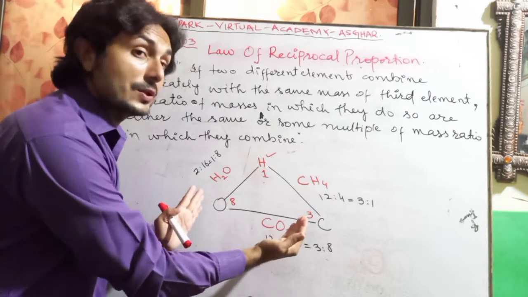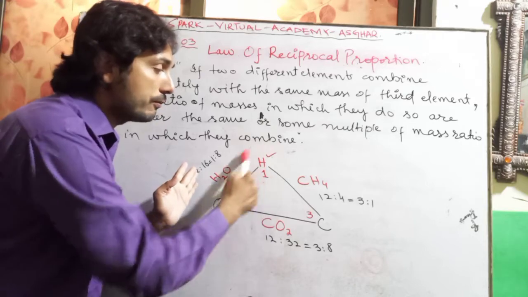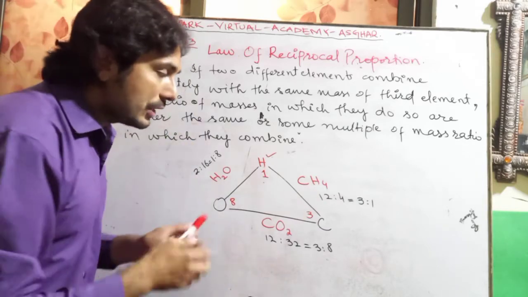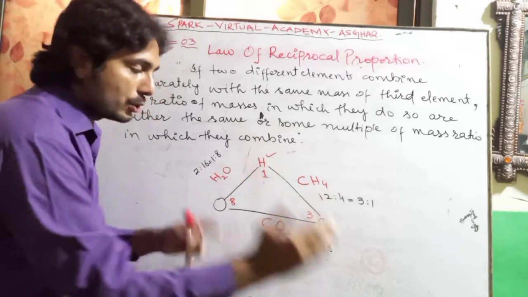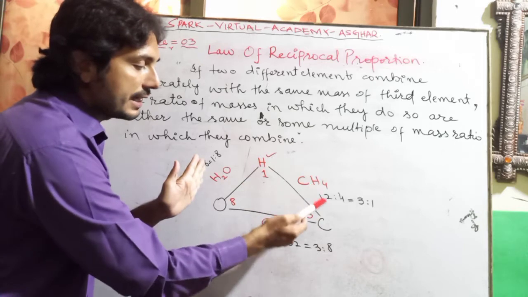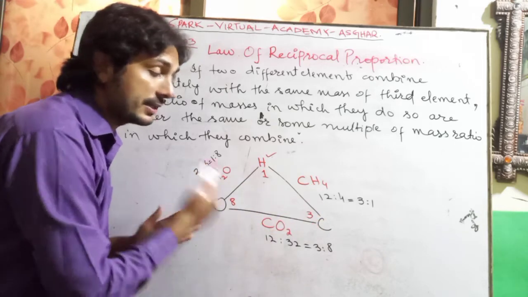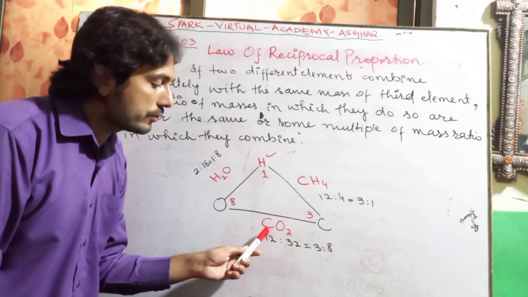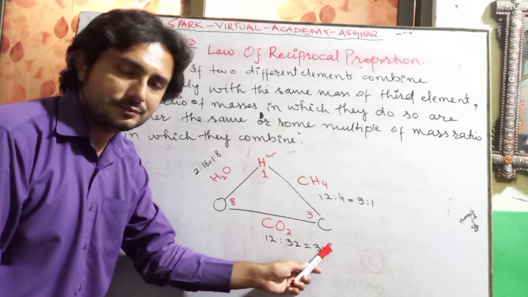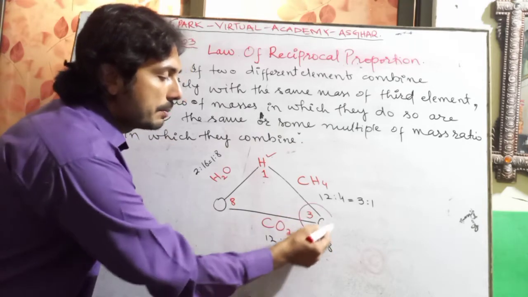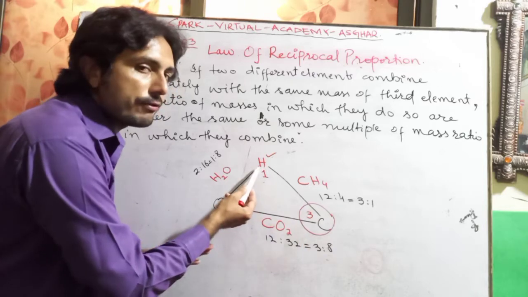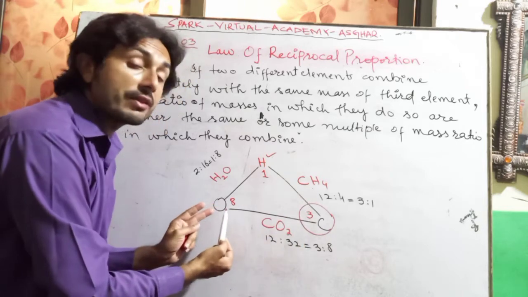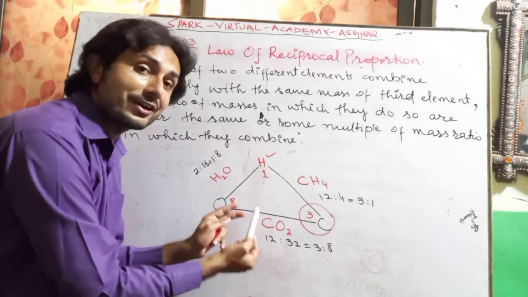So that's why this is known as reciprocal proportion, because a fixed mass of one element can react with 2 different elements to form 2 different compounds. If we take carbon as the fixed element, if carbon reacts with hydrogen, it forms methane gas, and if carbon reacts with oxygen, it forms carbon dioxide gas. The ratio between carbon and hydrogen becomes 3:1, and the ratio of carbon and oxygen becomes 3:8. It means 3 grams of carbon can react with 1 gram of hydrogen to form one compound, whereas the same 3 grams of carbon can react with 8 grams of oxygen to form a different compound.